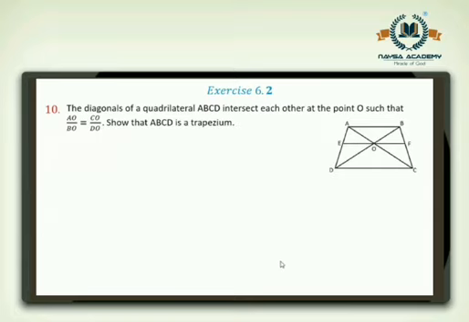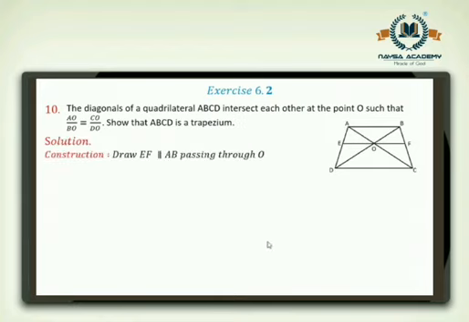Okay, now let us come to the last question. The diagonals of quadrilateral ABCD intersect each other at point O such that AO upon BO equals CO upon DO. We have to show that ABCD is a trapezium. So if you relate this problem with the ninth problem, there ABCD is a trapezium, it is given, and we have to prove that AO upon BO equals CO upon DO. Here it is given that AO upon BO equals CO upon DO. We have to prove that ABCD is a trapezium, that is, we have to prove that AB is parallel to DC.